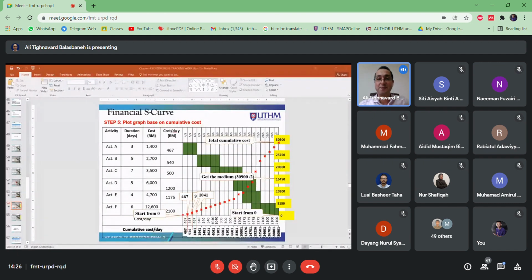What's the next stage? We want to draw the S-curve, right? All the process we have done so far is helping us to reach the last stage. If we give up here, there is no point in all this calculation. This is part of the process to draw the S-curve. So step 5 here, we will need to plot the graph based on the last thing we evaluated, the cumulative cost. The last row here.